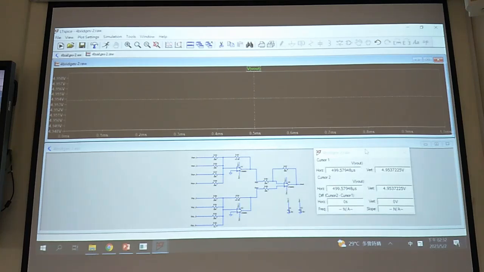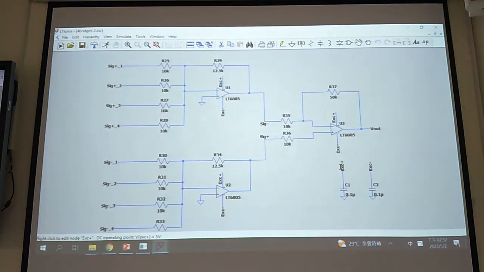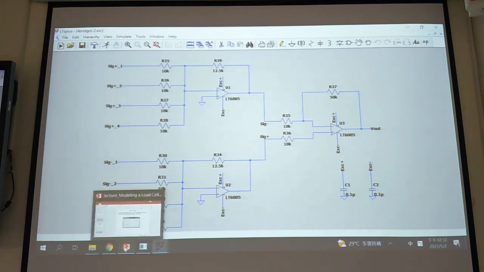It should be 4.5. So, can you see what's wrong with this circuit?